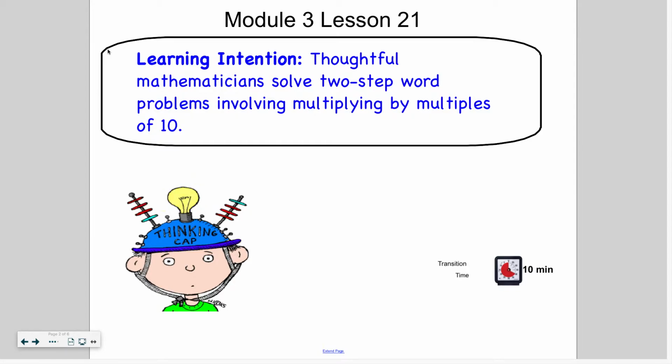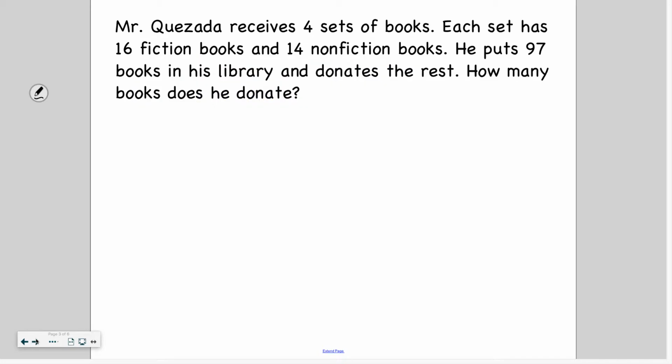Let's get started with our learning intention. Thoughtful mathematicians solve two-step word problems involving multiplying by multiples of 10. So we already learned tricks and strategies to multiply multiples of 10. We're going to practice that while also practicing solving two-step word problems.